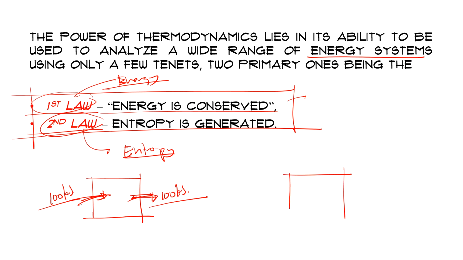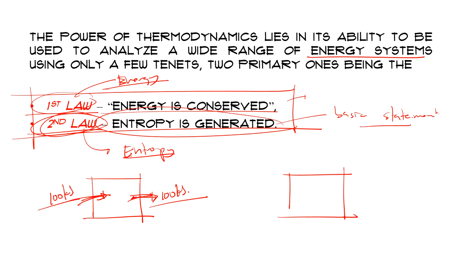But the second law states that entropy is generated. By the way, this is just a basic statement, because there are actually a lot of statements and ramifications for the second law. But at this point, maybe we can appreciate what entropy is if we just say that entropy is generated. And when we say entropy, we can say that it's the dissipation of energy.